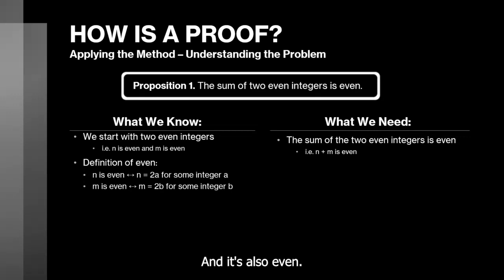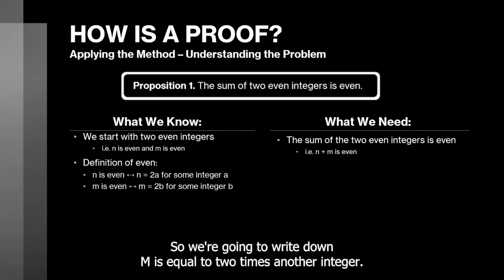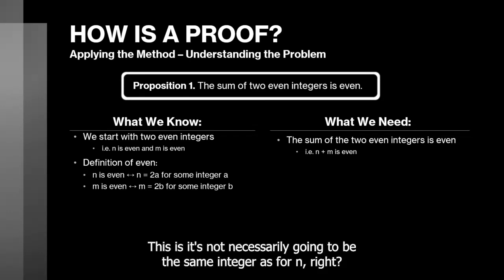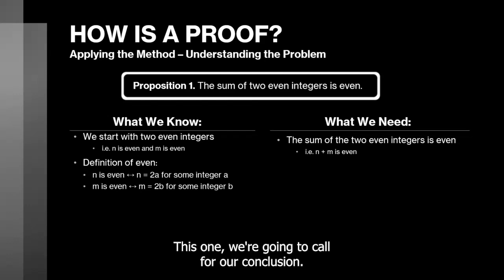m is also even, so we're going to write that down. m is equal to 2 times another integer. It's just some arbitrary integer. We don't know anything about this integer, so we have to give it a different name. This is not necessarily going to be the same integer as for n, so we have to give it a different name. This one we're going to call b.